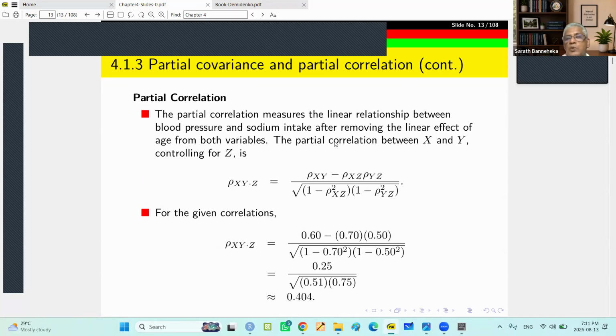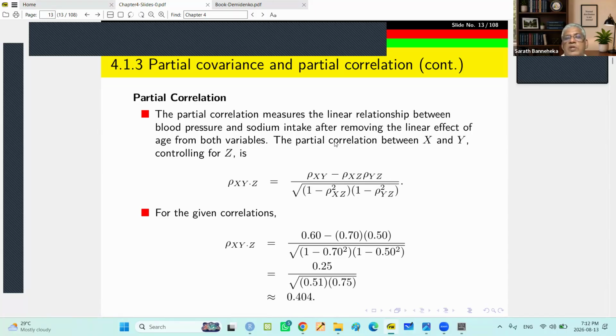Now let us look at the partial correlation. We can actually calculate the partial correlation in this case because we know the marginal correlations, and we have a formula to calculate the partial correlation using the marginal correlations. Right. So the partial correlation in this case will measure the linear relationship between blood pressure and sodium intake after removing the linear effect of age from both variables.